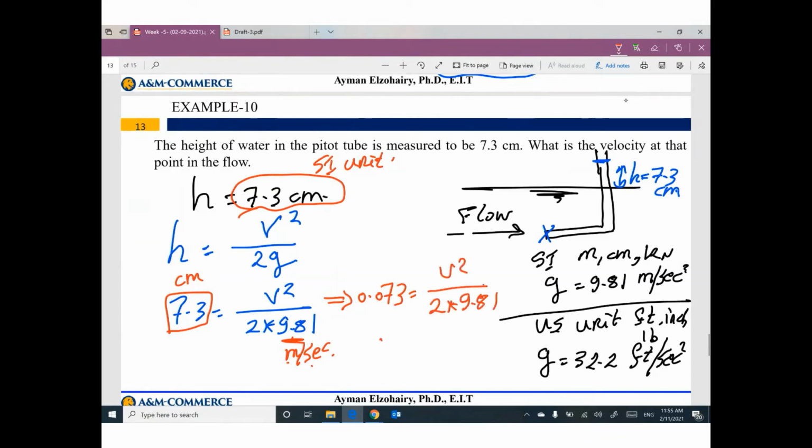The only unknown in this equation is the velocity. Your velocity will be 1.2 meter per second. Any question? Guys, do you have any question?